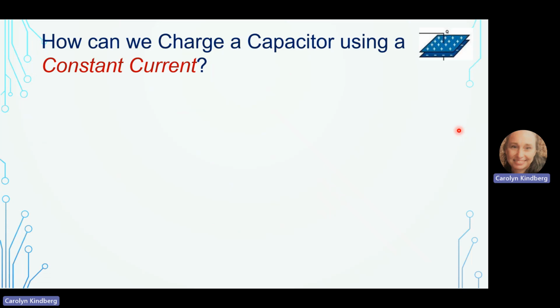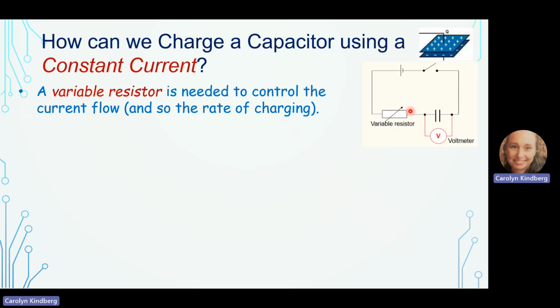Now, how do we charge a capacitor using a constant current? Well, this is a bit more complicated. We need to use a variable resistor to control the current flow and keep it constant. If we look at this circuit used to charge a capacitor at a constant current, we can see there's a variable resistor in series with the capacitor.